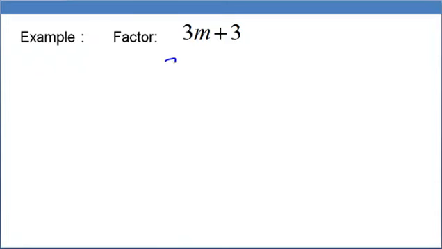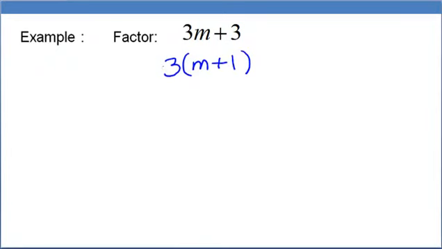We'll take it on the outside, make our parentheses, and to get back in there, remember you have to have as many terms as the original problem. So inside we have to have 2 terms. For the first term, you have the 3, you're missing the m. For the second term, you already have the 3 on the outside. What number could you multiply by to get back to 3? It would be a 1.